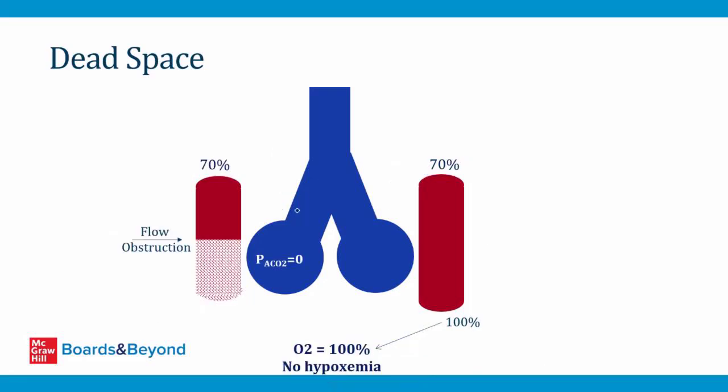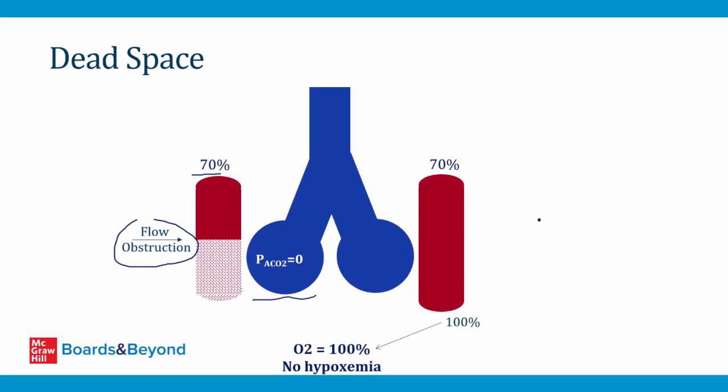Now let's consider what would happen if one of these two alveolar units was converted to dead space. So let's imagine we have some obstruction to blood flow through the capillary on the left side. This means that the blood enters 70% oxygenated, but it doesn't pass the alveolus, so it never delivers any carbon dioxide to that alveolus. So this alveolus here on the left is going to have a PaCO2 of 0.